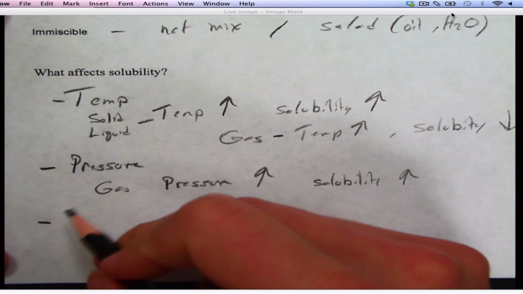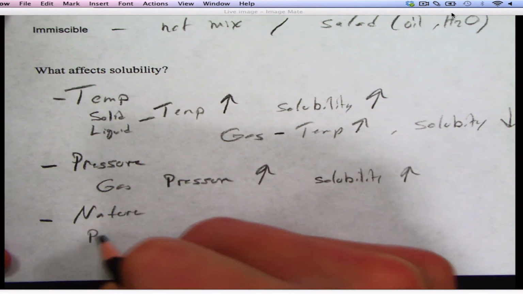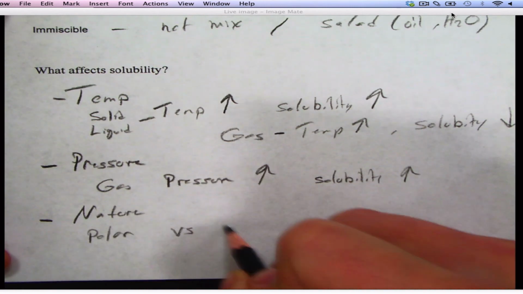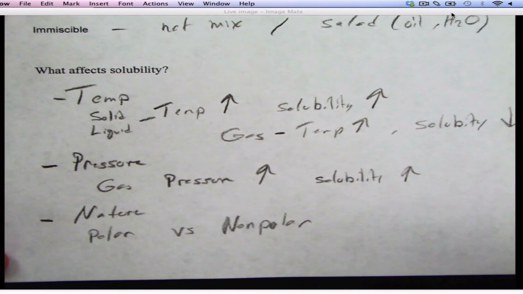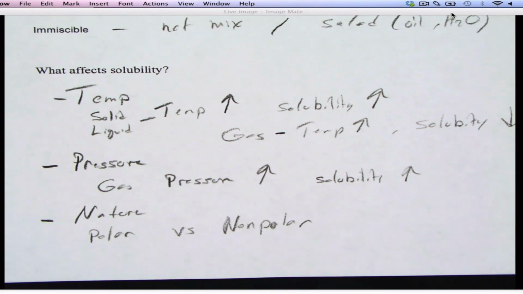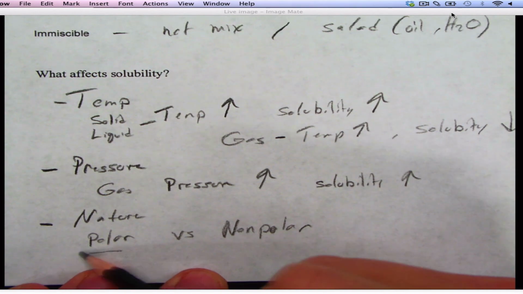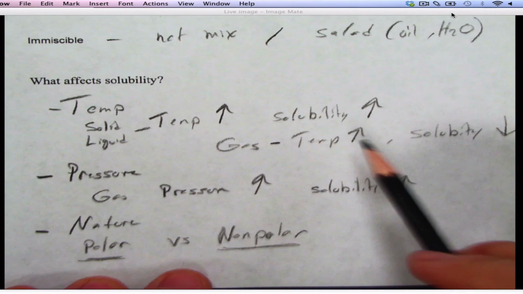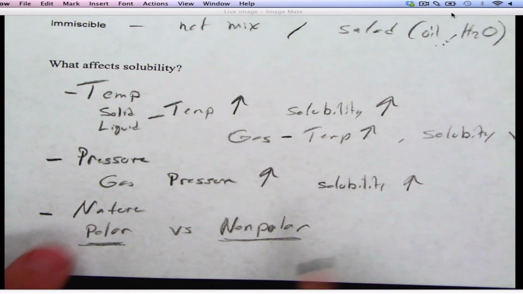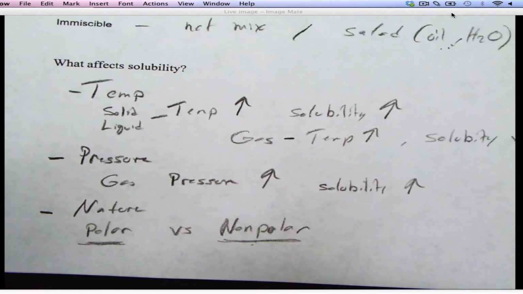The last thing would be the nature of the substance. We're talking polar versus nonpolar. In other words, if a compound has a charge, like dissolves like. Polar stuff dissolves polar things, and nonpolar stuff dissolves nonpolar things. This is why the salad dressing we talked about is not mixable, because water is polar and oil is nonpolar. They are not the same. Like dissolves like.